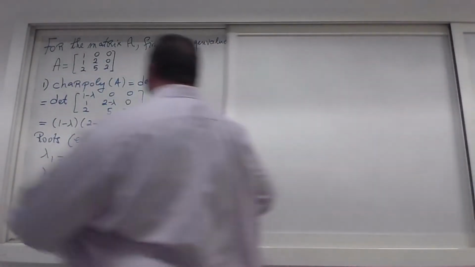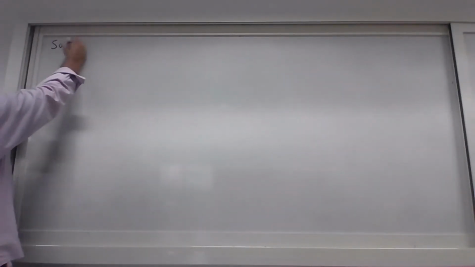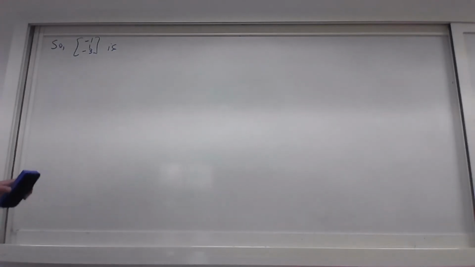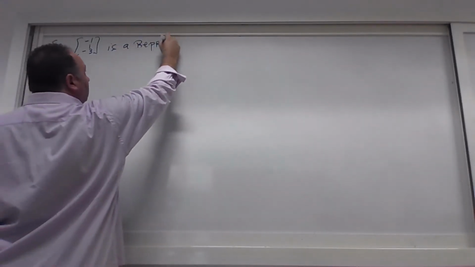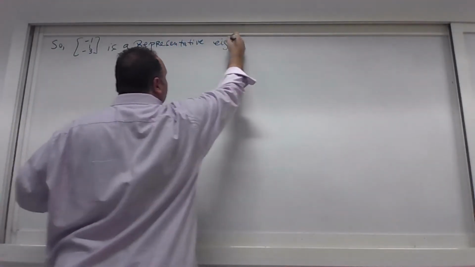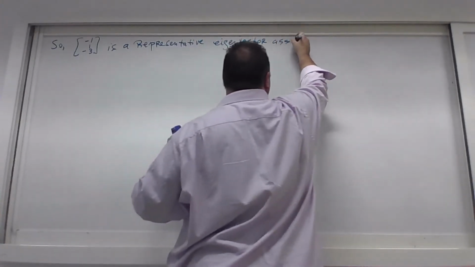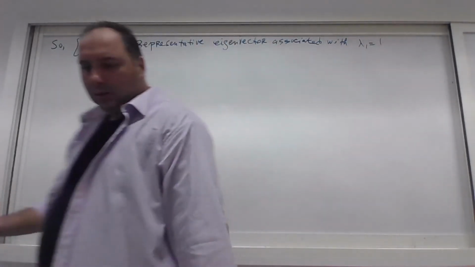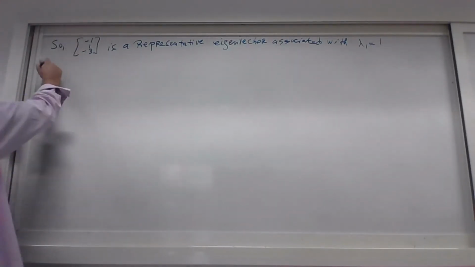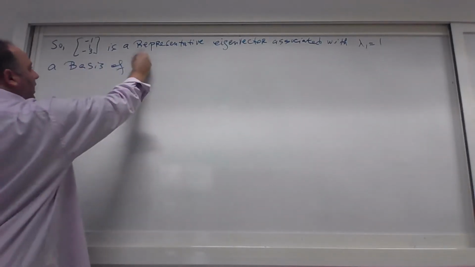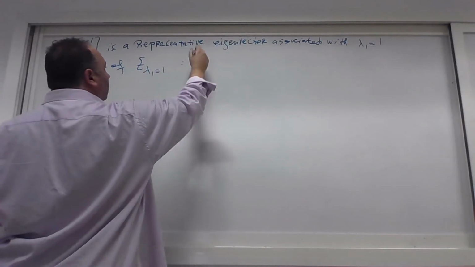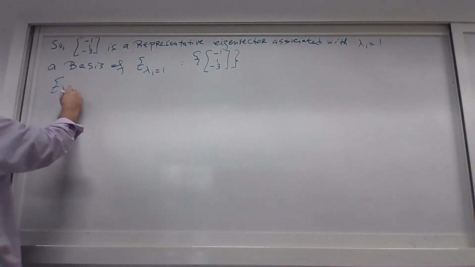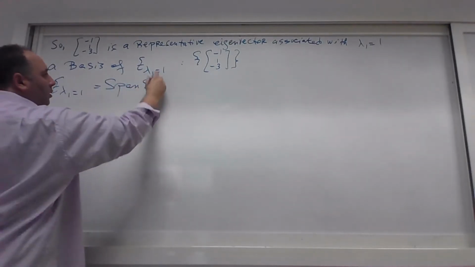So let me write it properly. Negative 1, 1, negative 3, I hope that was the one, correct? Yep. Is a representative eigenvector associated with eigenvalue 1. So this is also a basis of the eigenspace: negative 1, 1, negative 3. Keep things simple, that's all. So the eigenspace associated with the eigenvalue 1 is just the span of the vector, fine.